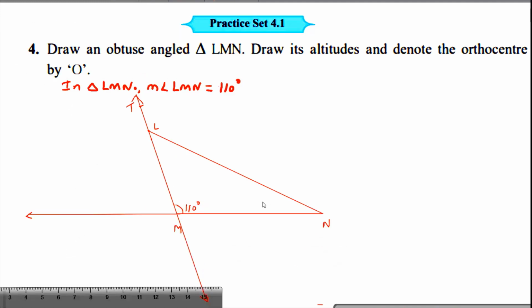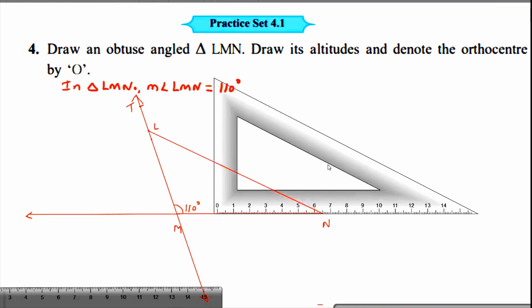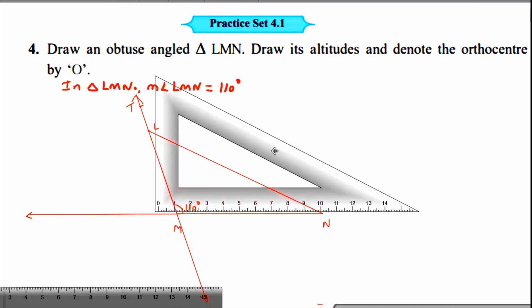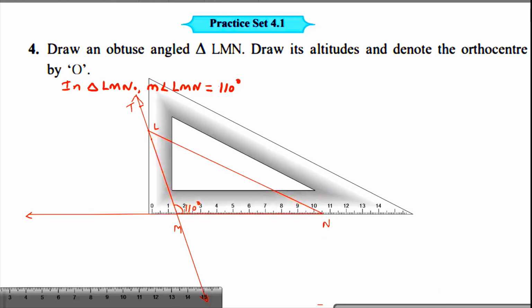The second part of this question is to draw the altitudes and denote the orthocenter by O. So using a set square we draw the altitude. Altitude means the perpendicular drawn from a vertex of a triangle to its opposite side. Here, first we draw the altitude from vertex L to the opposite side EMN. Put the set square as shown here, with one side of the set square on side EMN and the other side on the vertex L. Draw the altitude from vertex L to the opposite side EMN and extend.